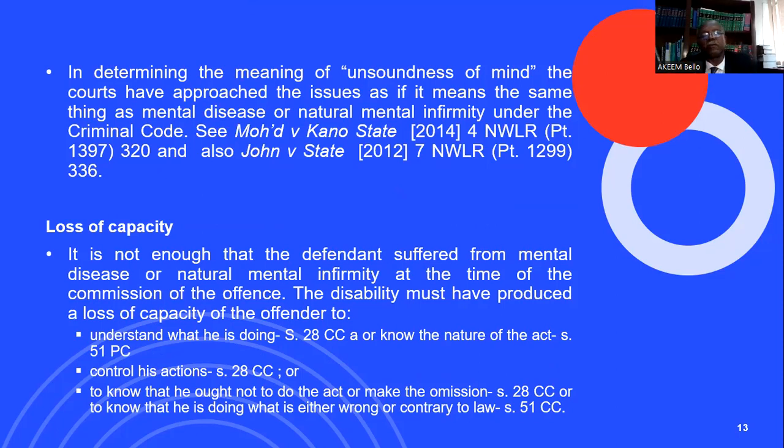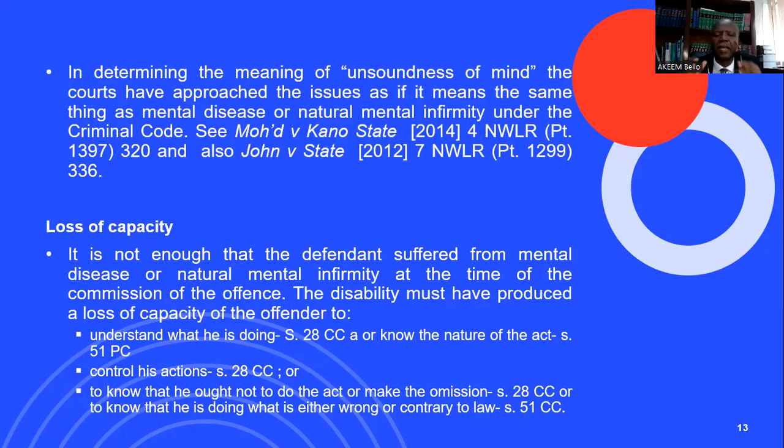And you can see the cases of Mohammed versus Kano State, 2014, 4 NWLR, part 1397 at page 320, and also John versus the State, 2012, 7 Nigerian Weekly Law Report, part 1299 at page 336. Now, we want to closely examine the loss of capacities.